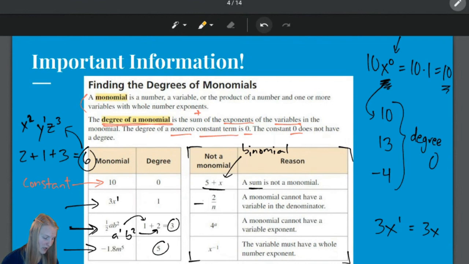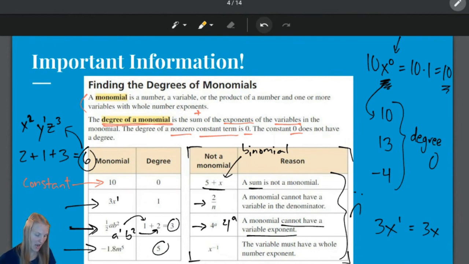We already talked about how you cannot have a variable in the denominator, so that's not okay. We actually didn't talk yet about how a monomial cannot have a variable exponent. So this says 4 to the a. You cannot have a variable in your exponent. So all of these things are not okay. And the variable must have a whole number exponent, so you cannot have negatives. So no negative exponents.